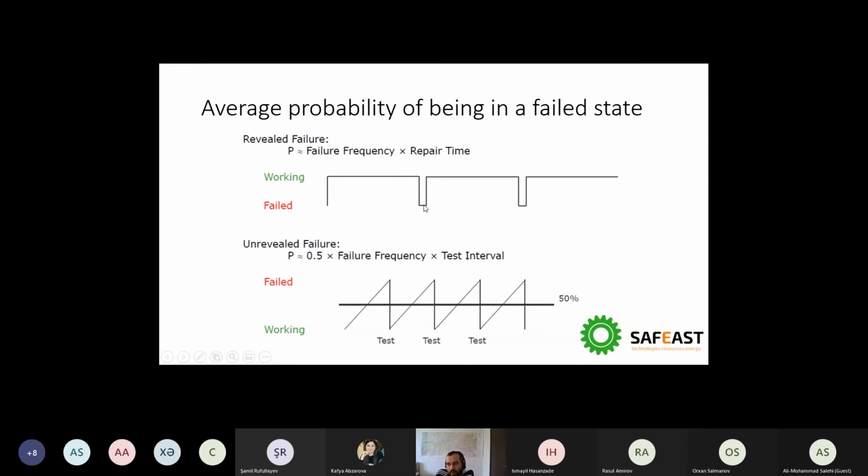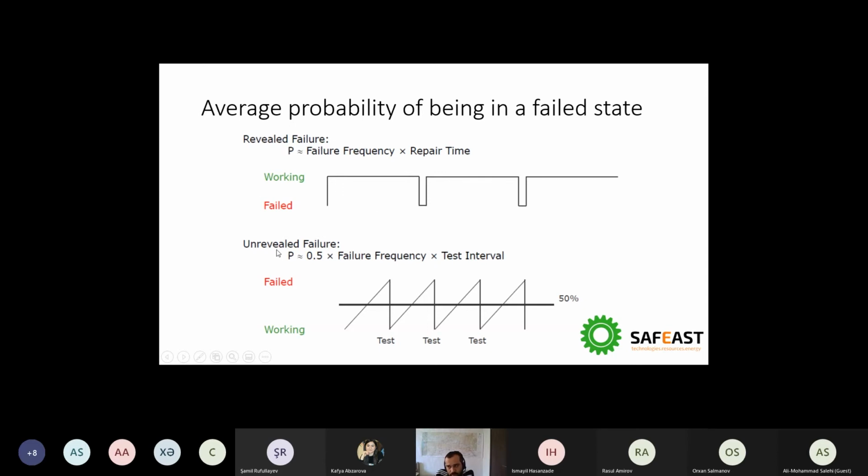So for these two different things, for a revealed failure, let's say it is working and then it fails, you need a certain repair time, then you repair it and it's working again, and it fails again and you repair it. So the probability of failure will be failure frequency times repair time. Let's say it operated 100 days, and out of these 100 days you needed 3 days, 1.5 each, to repair it. So this is 3 out of 100, so the probability of failure is 0.03.